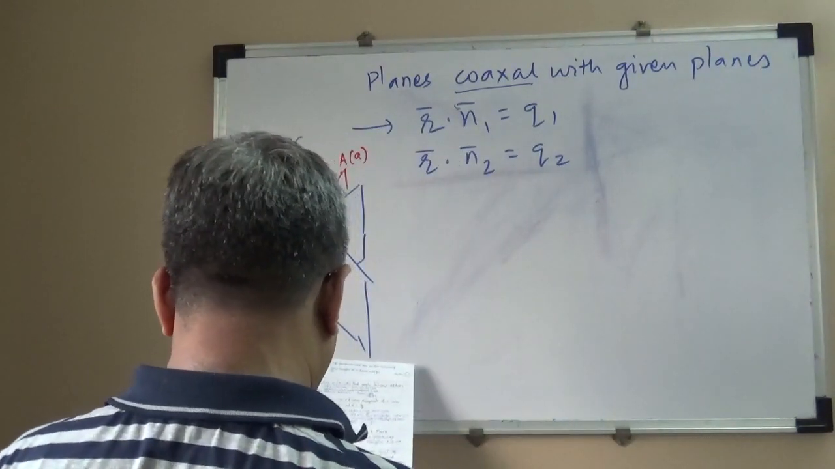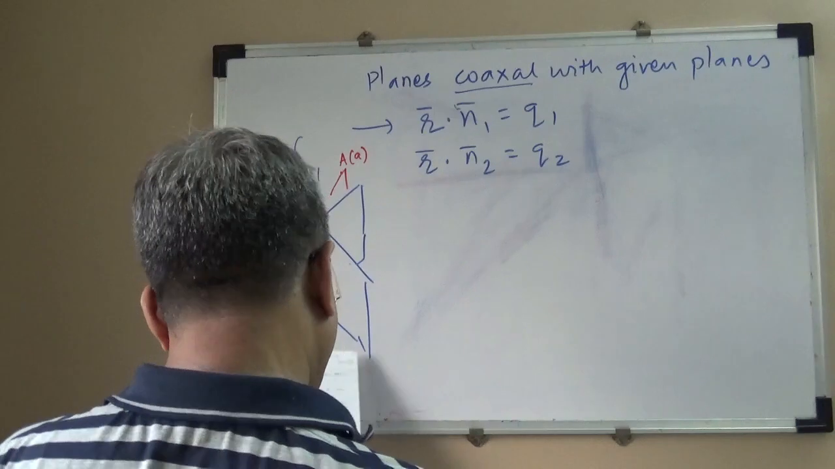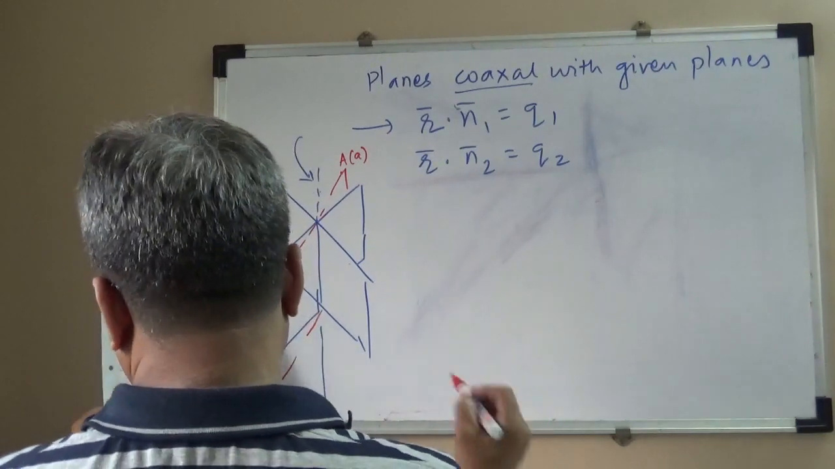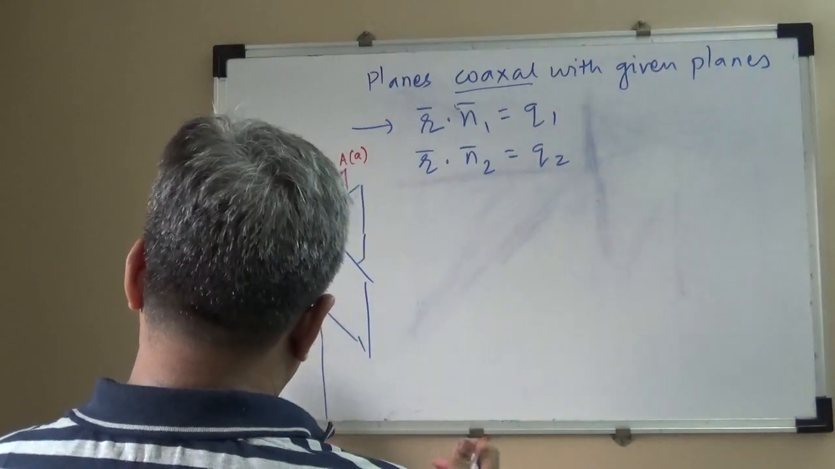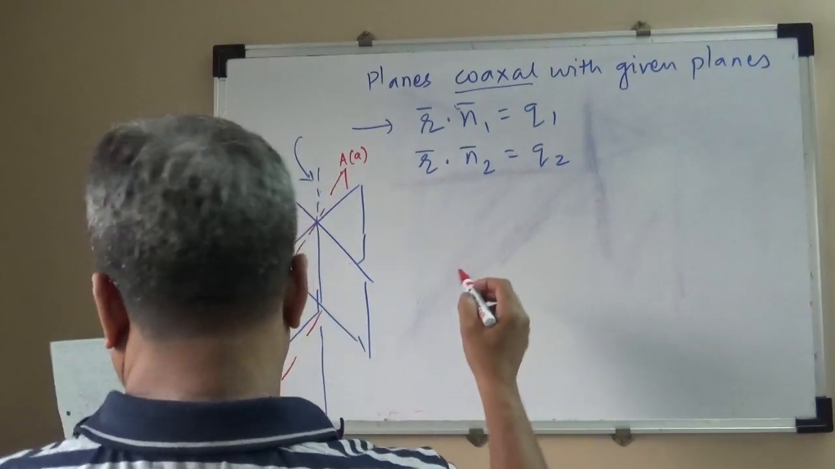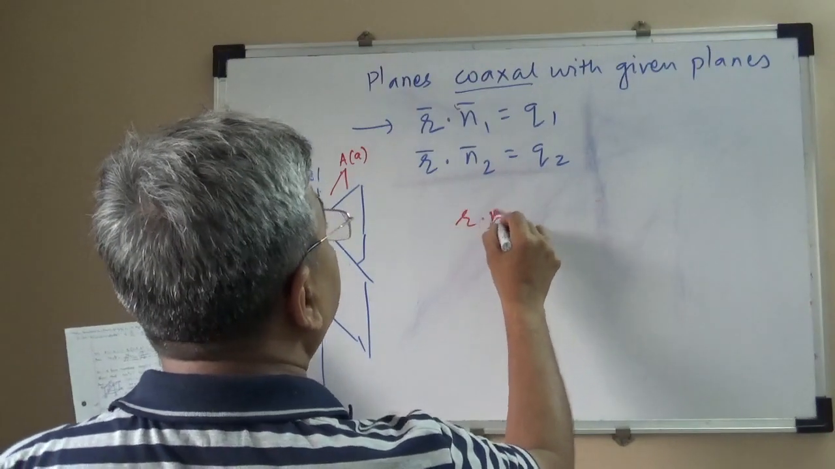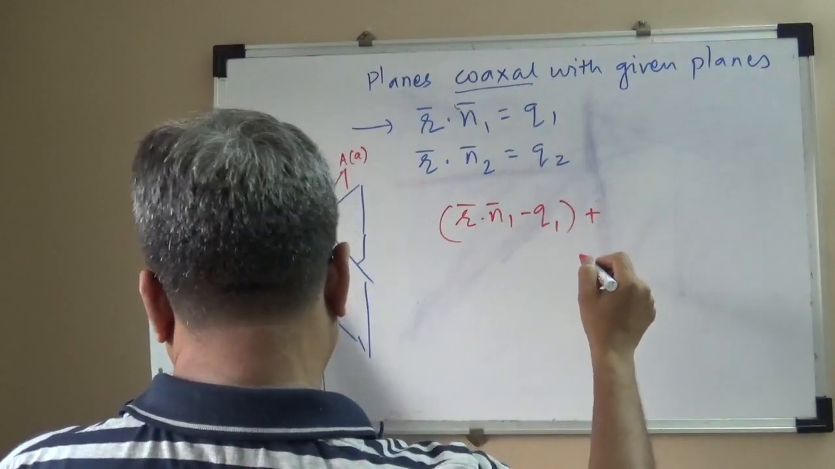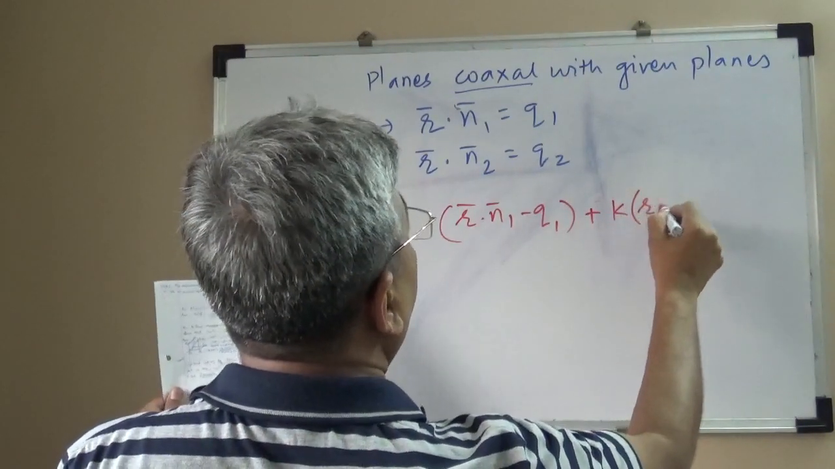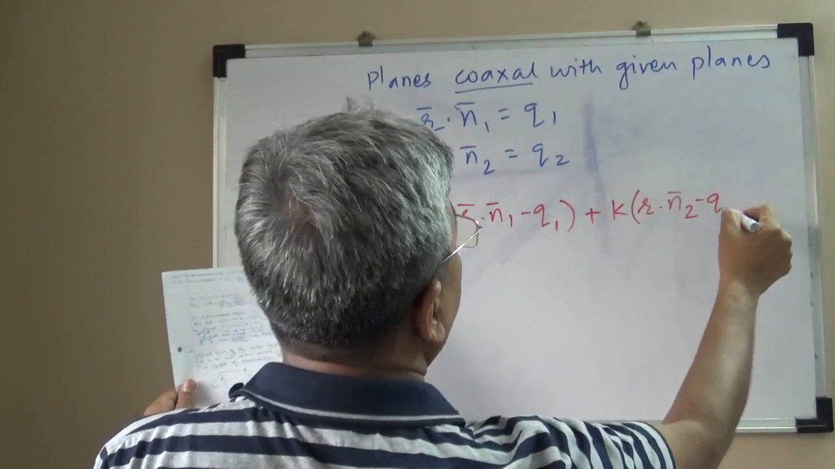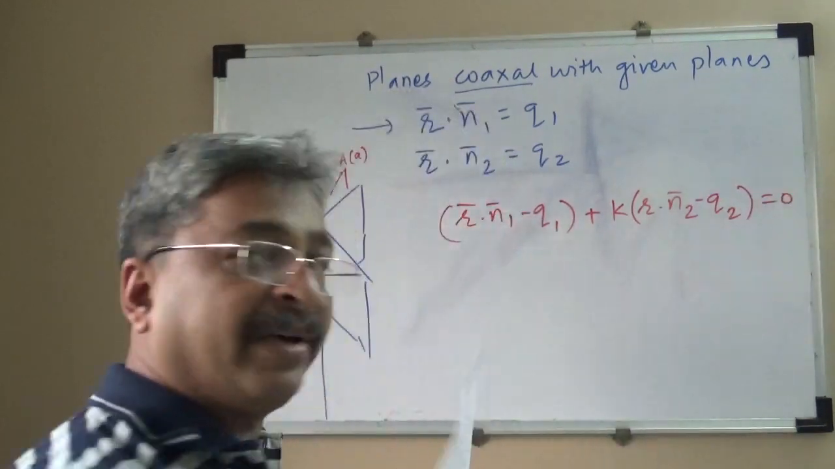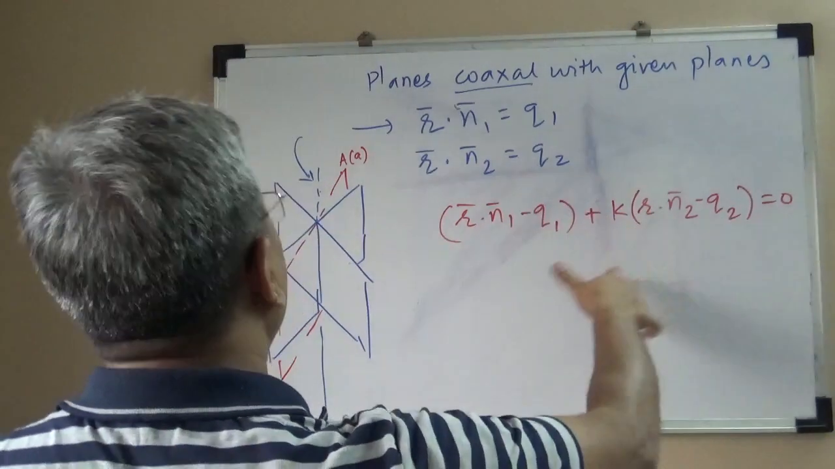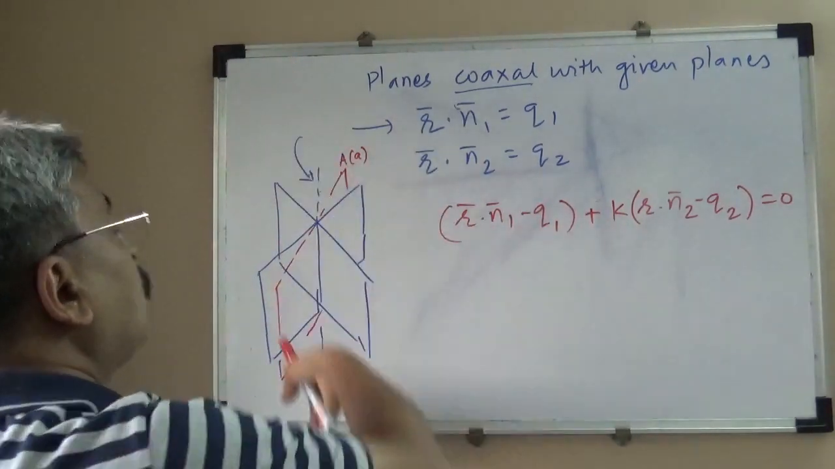So what is the equation of the planes which are coaxial? Equation of plane: (r dot n1 minus q1) plus k times (r dot n2 minus q2) is equal to 0. For different values of k, we will get different planes. Now this is the equation of the family of planes which are coaxial.